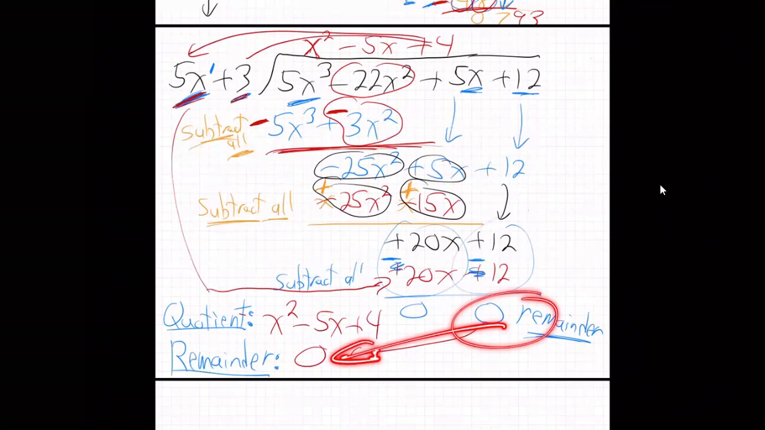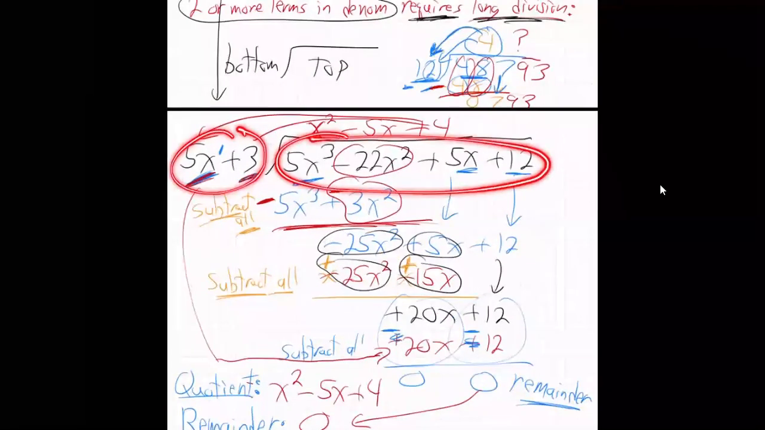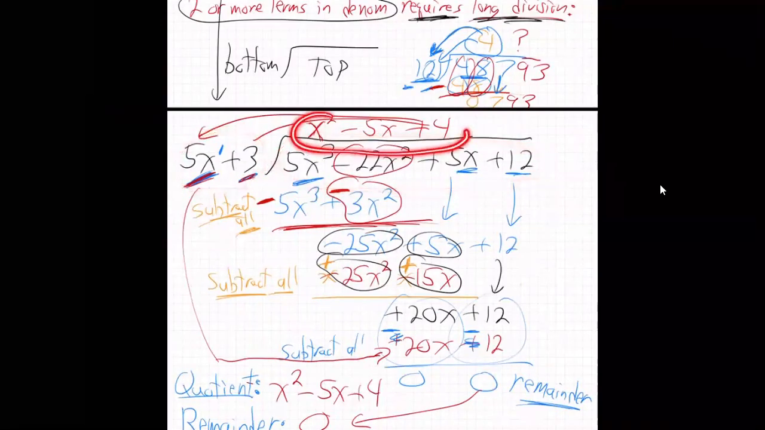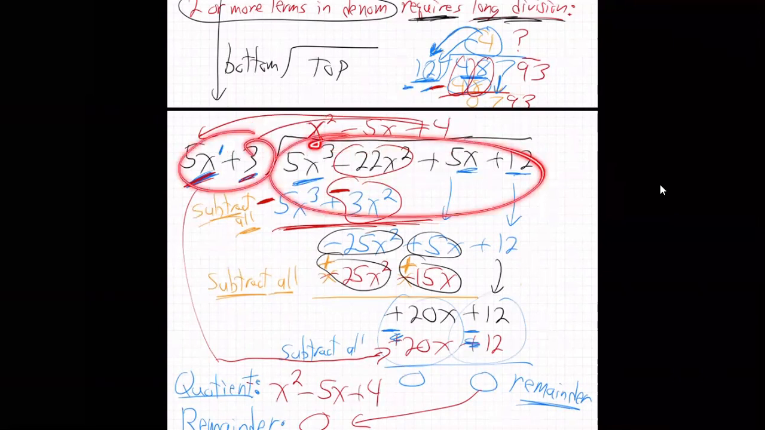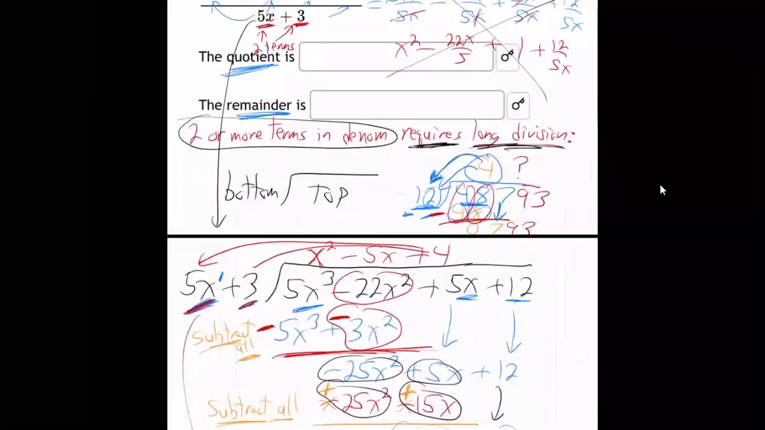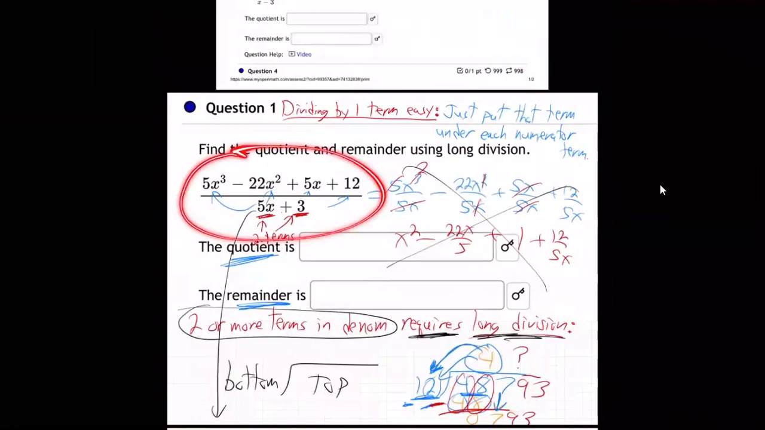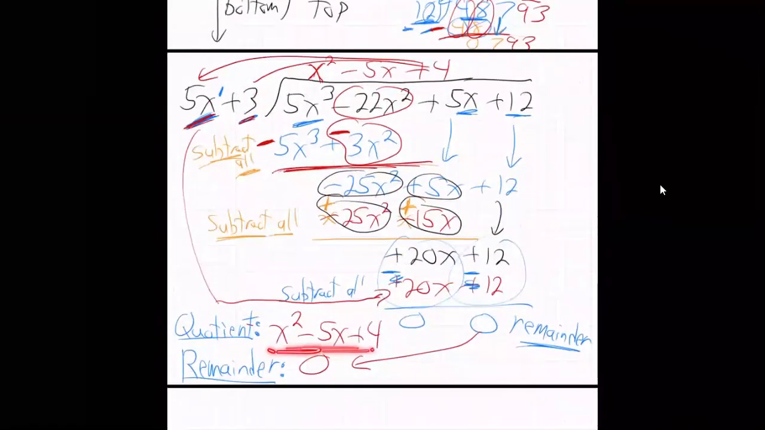And there we go. We long divided that. In other words, we basically found out when 5x plus 3 goes into 5x cubed minus 22x squared plus 5x plus 12, it goes in this many times, meaning this times that equals this. That's how many times 5x plus 3 goes into that 5x cubed thing. It goes in x squared minus 5x plus 4 times, meaning if you divide these, you divide this fraction, the answer is this quotient with no remainder.